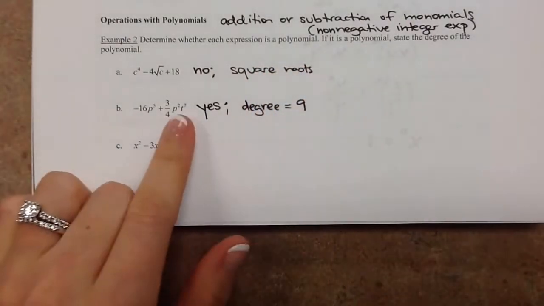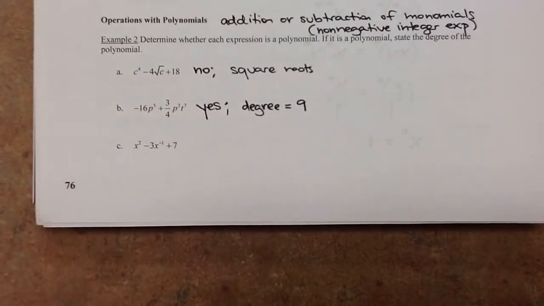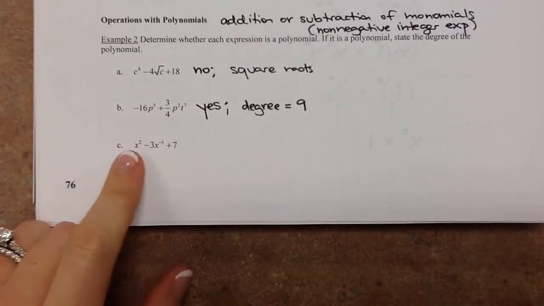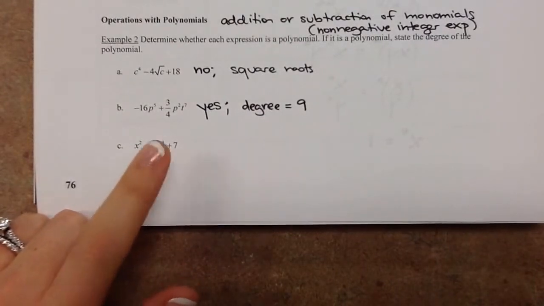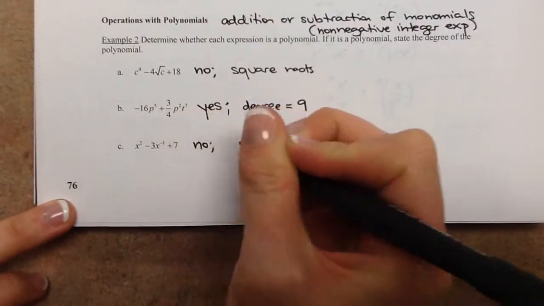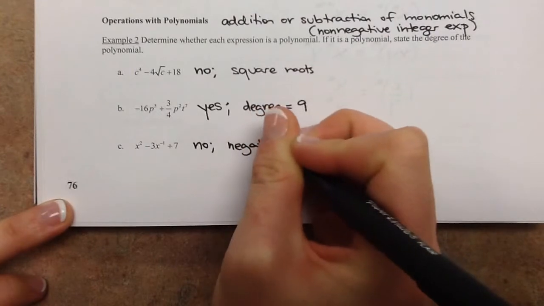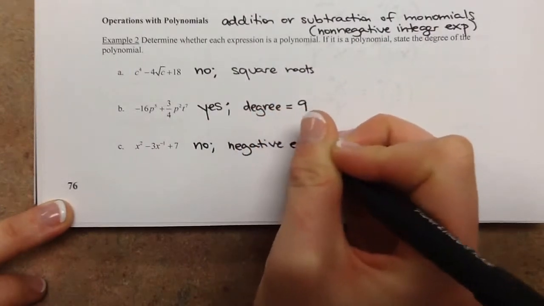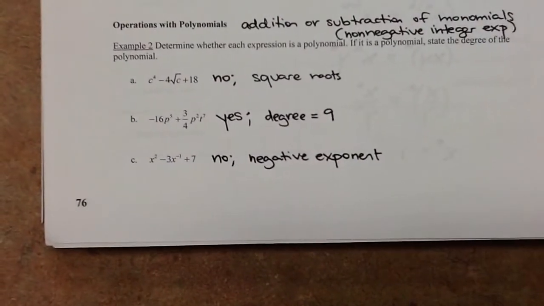So again, we just get that by combining all of the total variables up. 2 here, 7 here, we just add those together. Okay, this next one, x squared, the 2 works. Negative 3x to the negative first, that's a problem. There's a negative exponent right there. So the reason this was not a polynomial is because we had a negative exponent. So that's that first part, just learning to categorize them.